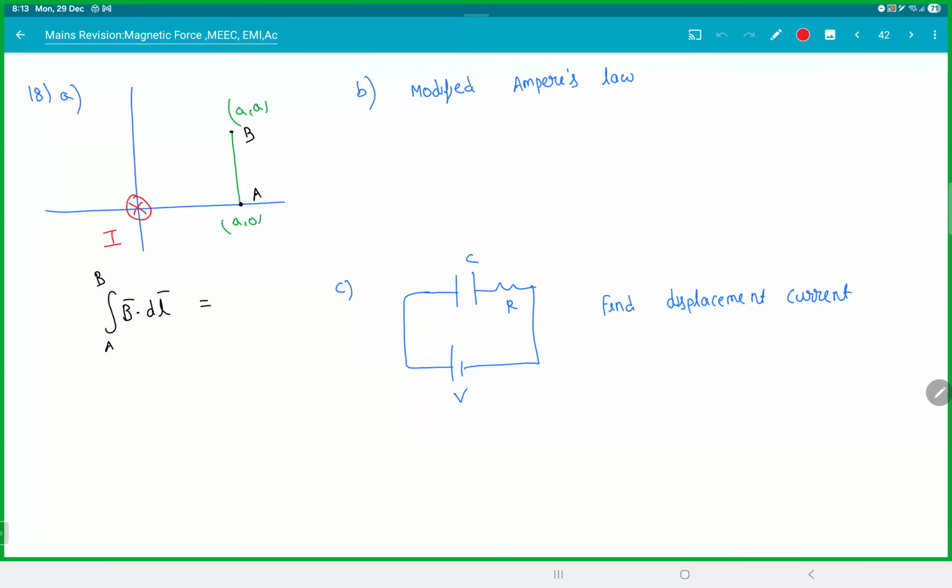Let's get this thing. There's a current wire I here and there's a line AB. Find the integral of B dot dl from A to B. What is modified Ampere's law? What is the displacement current in this circuit? Well, actually, we do that in Mains, but let's do it. They're all related to Ampere's law.